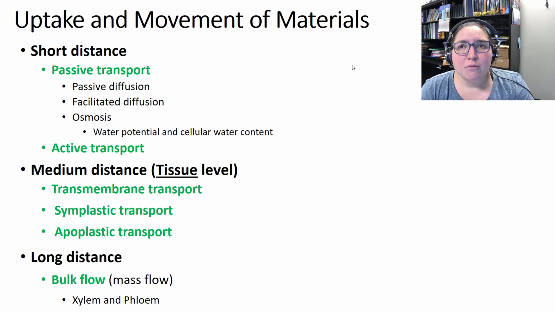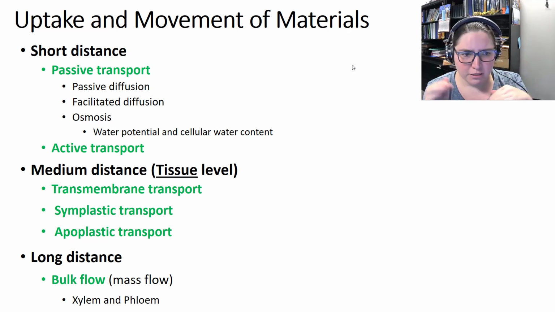So as far as uptake and movement of materials in plants goes, there's short distance transport, there's medium distance transport, or sometimes people call that tissue level transport, and then long distance transport as well. We're going to remind you of these, but you hopefully remember your different kinds of passive transport from Bio 160. So passive diffusion, or simple diffusion, or facilitated diffusion where you have a carrier protein involved, or osmosis, which is the movement of water across the cell membrane. And then active transport, which requires the cell to spend ATP to do that transport.